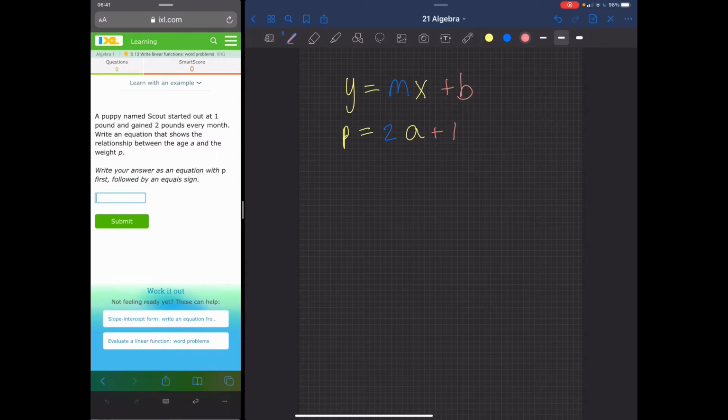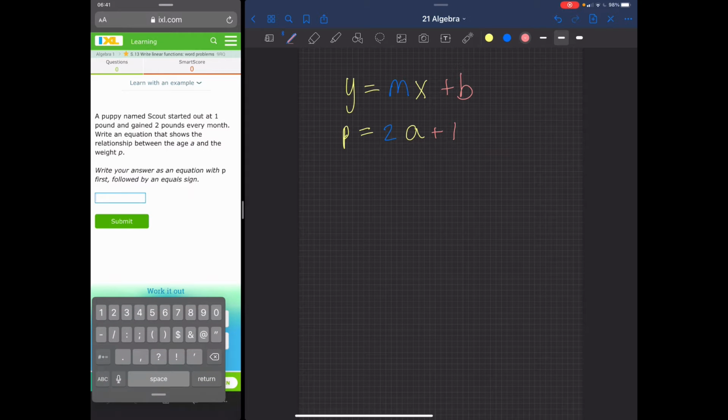So let's go ahead and type that in. That's going to be P equals 2A plus 1.